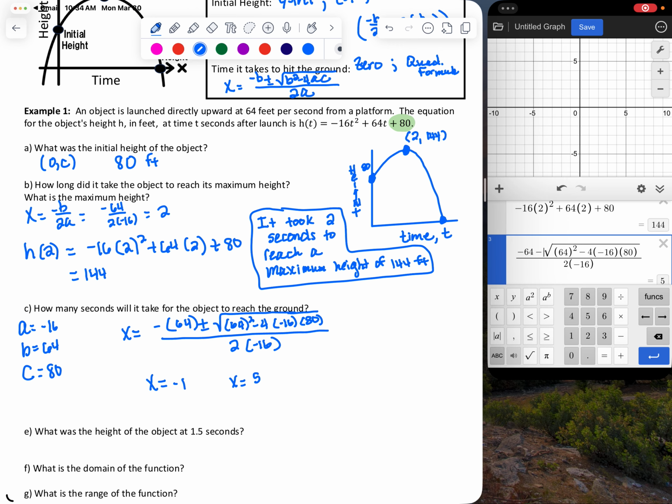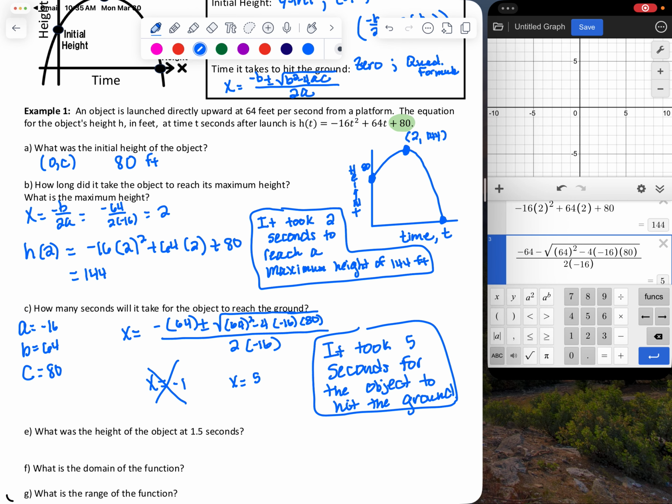Now, when we're talking about time, time cannot be negative, so I'm going to mark out that answer, and I'm going to say it took 5 seconds for the object to hit the ground. Now I'm going to come up here and label my graph. So this happened at 5 seconds.